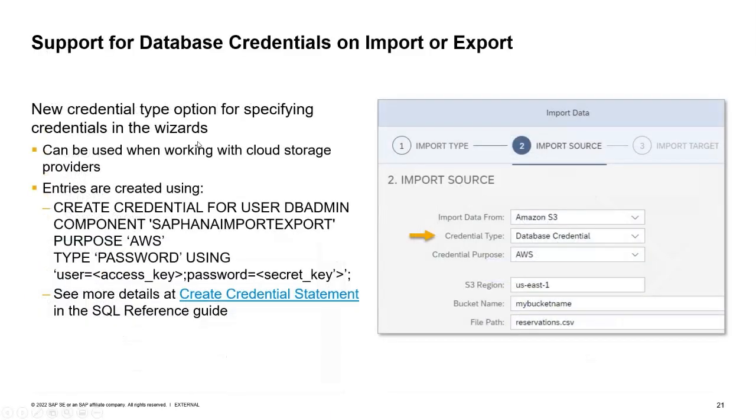The second new feature is support for the import and export wizards. They now support using database credentials that have been stored in the database. So in this particular example, if I'm trying to import some data from an AWS bucket, I would need to have an access key and a secret key to enable access to that. I can now store those, or I could previously store those using the create credential statement. And now the wizard has an additional dropdown where you can select the credential that you'd like to use for that.